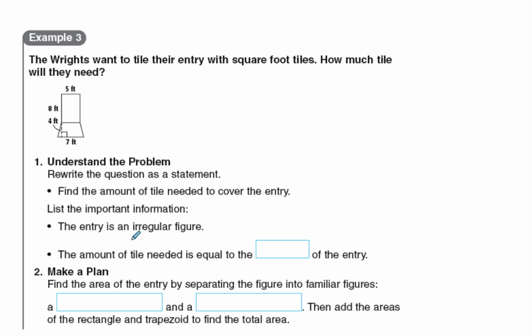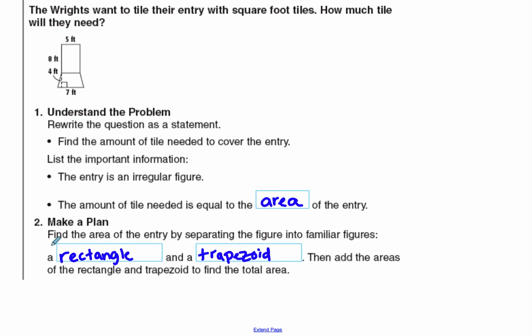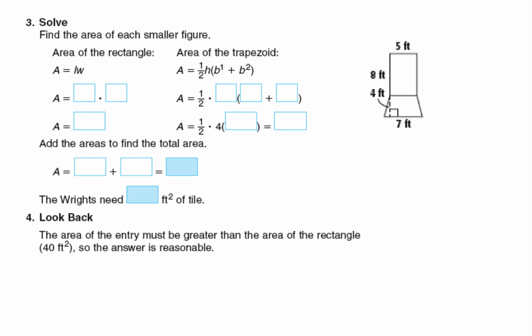And I know to figure out the amount of tile needed, that's going to be the area of the entry. I'm not calculating perimeter here. I'm calculating area. Okay, then to make a plan, I am going to separate that figure into familiar figures, things I have formulas for. So I see a rectangle in the top part, and I see a trapezoid on the bottom part. So I'm going to find the area of both of those shapes, and then I'm going to add them together. So let's go ahead and do that.